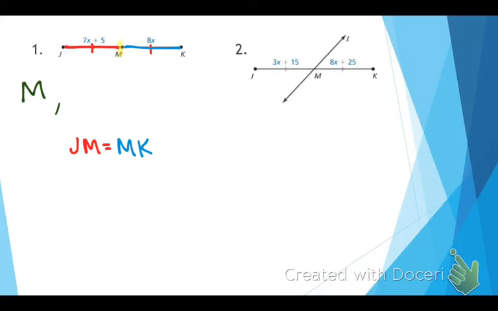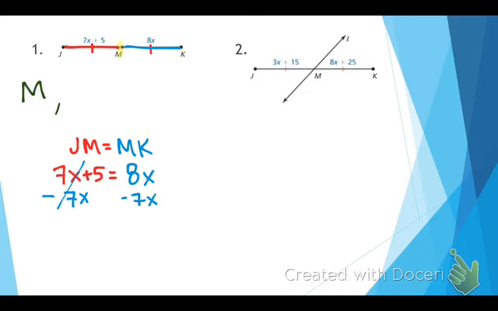What is the length of JM according to this picture? 7x plus 5. And the length of MK is 8x. So I always move the smallest x. Which of these is the smaller x? 7x is smaller than 8x. So how do I move 7x across the equal sign? Subtract it on both sides.